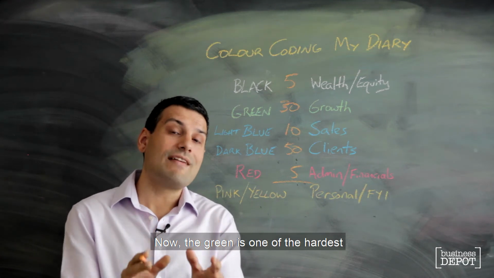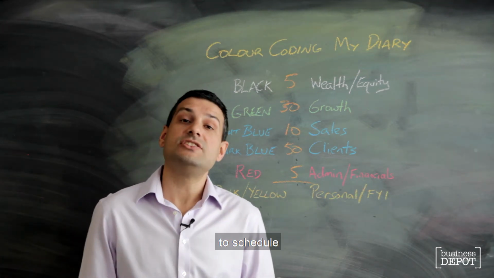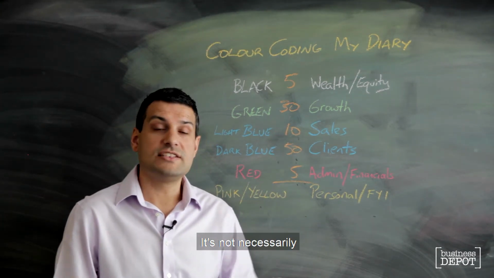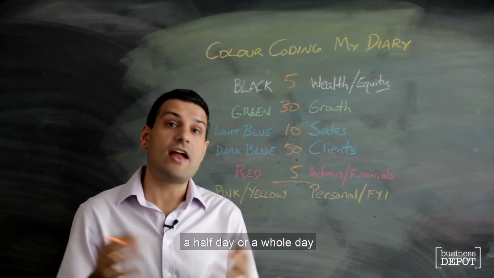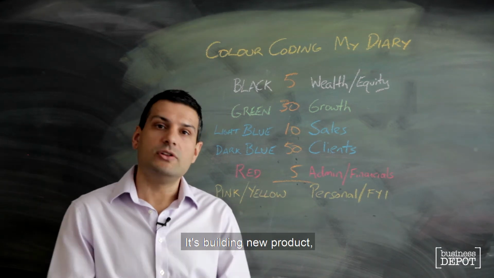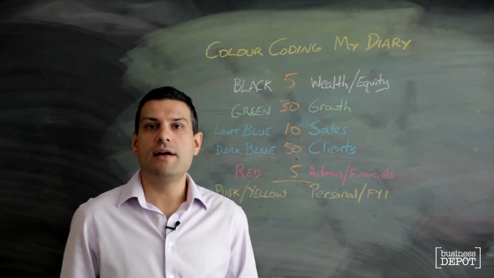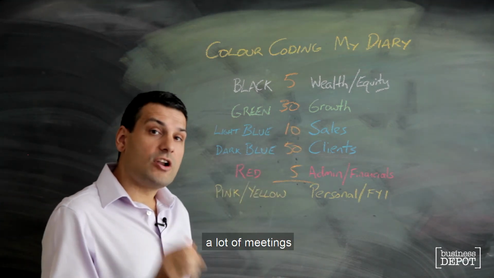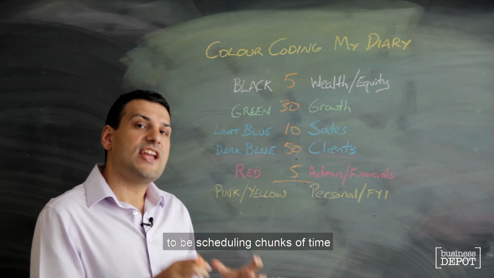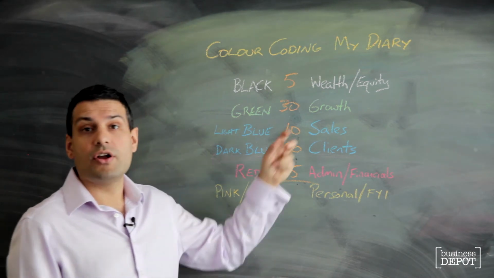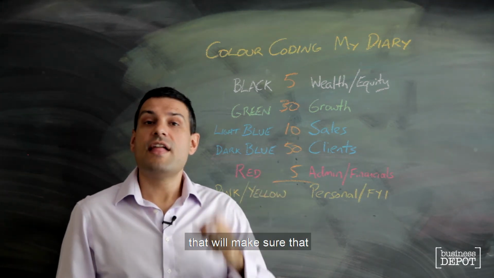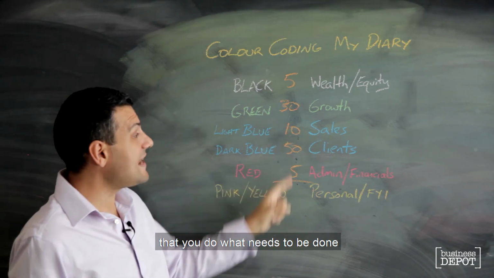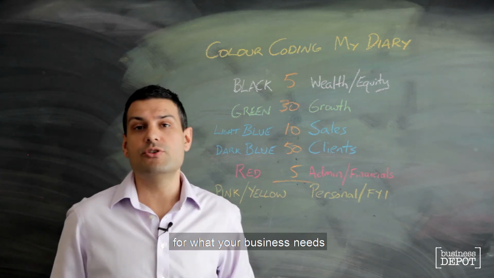Now, the green is one of the hardest elements of your business to schedule because it's often time that you're spending by yourself. It's not necessarily a half day or a whole day meeting that you're doing. It's building new product, development, culture. So make a point, even if you don't have a lot of meetings in your diary, to be scheduling chunks of time for you to focus on these different areas. That will make sure that you actually commit to that time, that you do what needs to be done for the percentage that you've set for what your business needs.